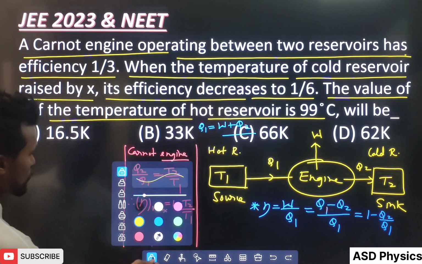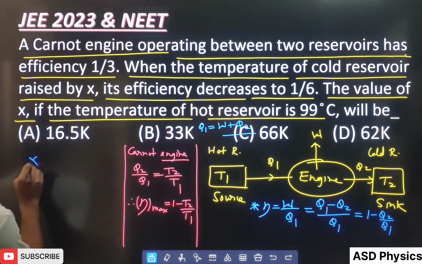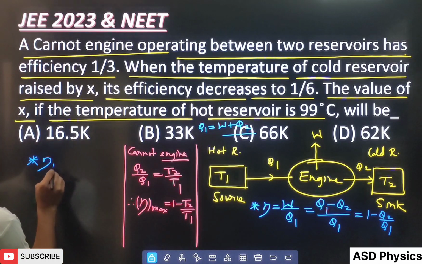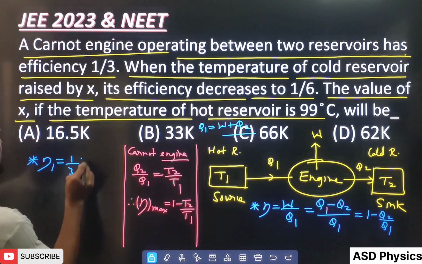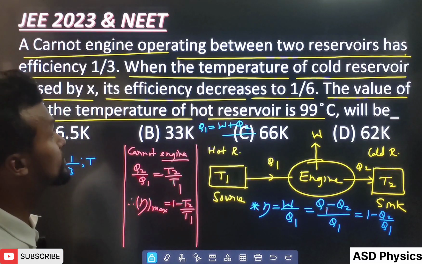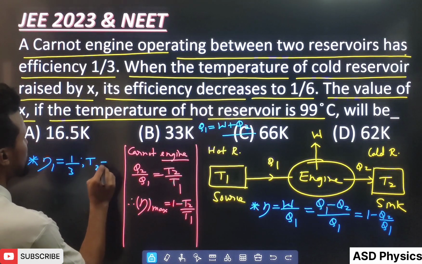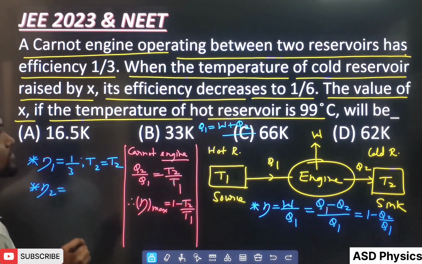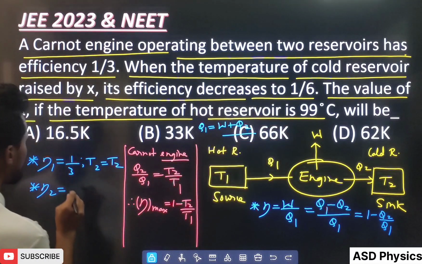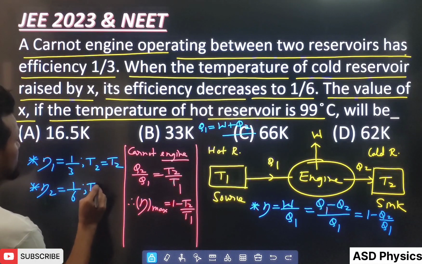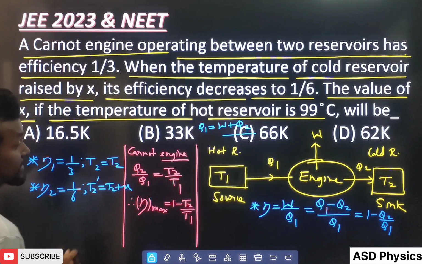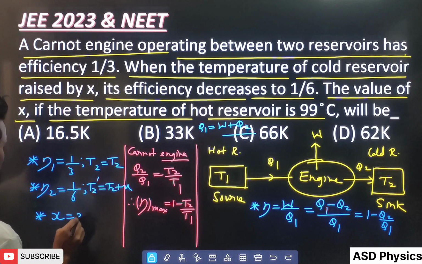Depending upon the question, they have given the efficiency as 1/3. So eta 1 is 1/3. Let's take the temperature of the cold reservoir as T2. Now, in the question they have given that the efficiency becomes 1/6. This happens when this temperature is increased by x, so it becomes T2 plus x. They are asking for the value of x.